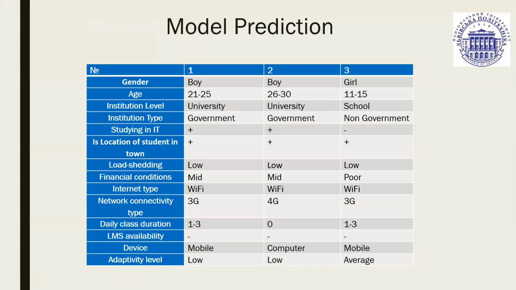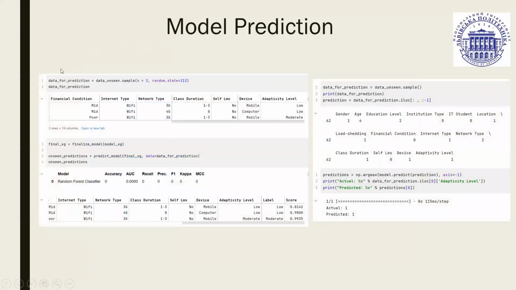Now we can check how our classifiers work and how they perform classification. I used three students, 2 boys with low adaptation and 1 girl with average adaptation. The left side represents classifiers, the right side represents the neural network. As you can see, the 2 boys were classified correctly with the low label and scores of 81% and 98%, and the girl with moderate adaptation was also classified correctly as moderate, with a score of 99%. For the neural network there is only 1 student, and the actual adaptivity level for the student was 1, and predicted was also 1.